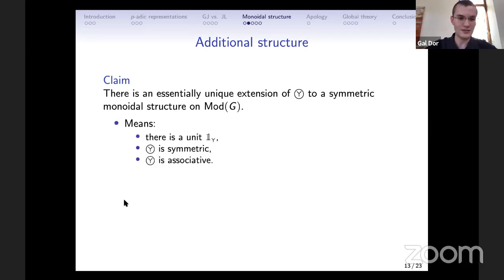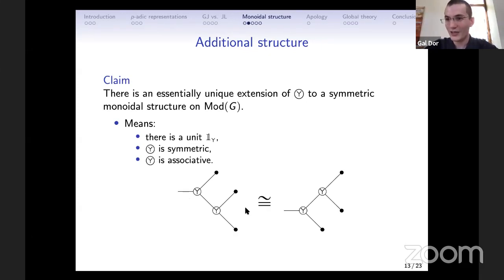Now, what does this mean? This means that there's an object that's a unit for this structure. That is, there's a space that if you multiply it with Y, then you get the identity functor. This monoidal structure is symmetric. That's additional data: there's a natural isomorphism between it and its symmetric version. And it's associative, which means that there is some natural isomorphism of functors between the two ways to compose it with itself.